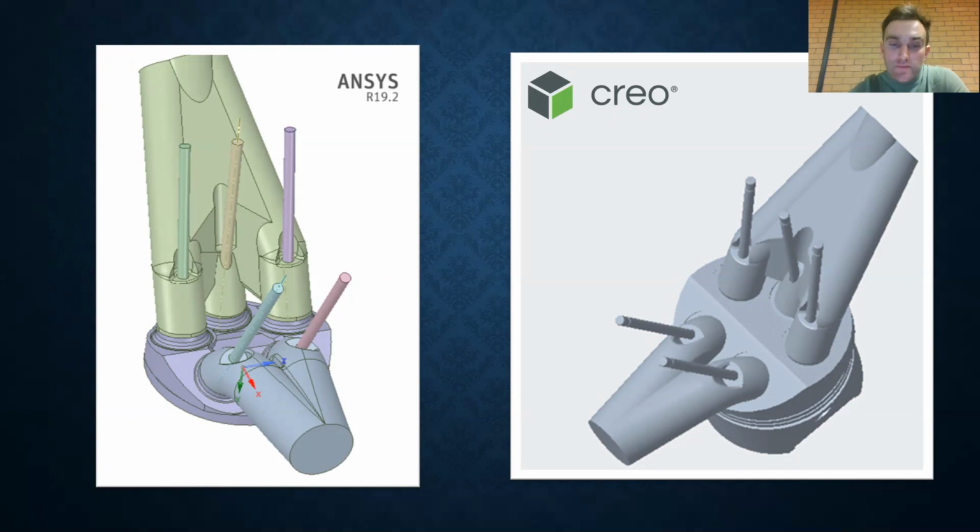So as with any CFD, the model has to represent the domain that the fluid will be flowing through. So the model I created effectively represents the negative of the cylinder head, as this is where there will be fluid flow.